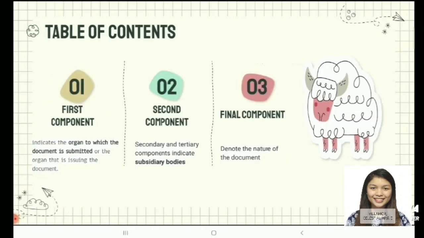So there are three components for the UN documents. The first component indicates the organ to which the document is submitted or the organ that is issuing the document. The second component is a secondary or tertiary component which indicates the subsidiary bodies. The third is the final component, which denotes the nature of the document.